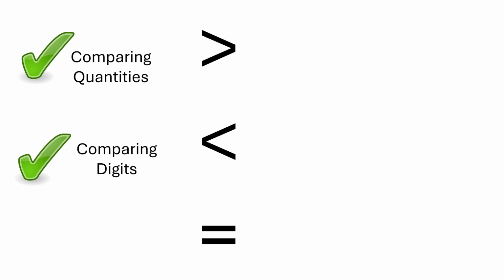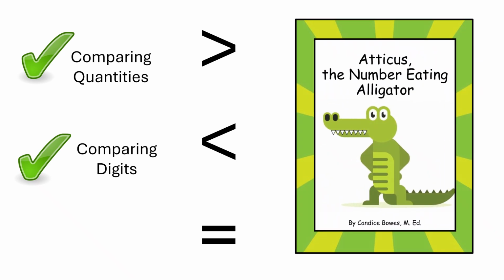Once your learners have a solid grasp of comparing quantities and associating that with comparing the digits that those quantities represent, it's time to introduce the greater than, less than, and equal signs. This is where my book comes in quite handy. It's called Atticus, the Number-Eating Alligator, and it's a fun and engaging way to introduce this concept.